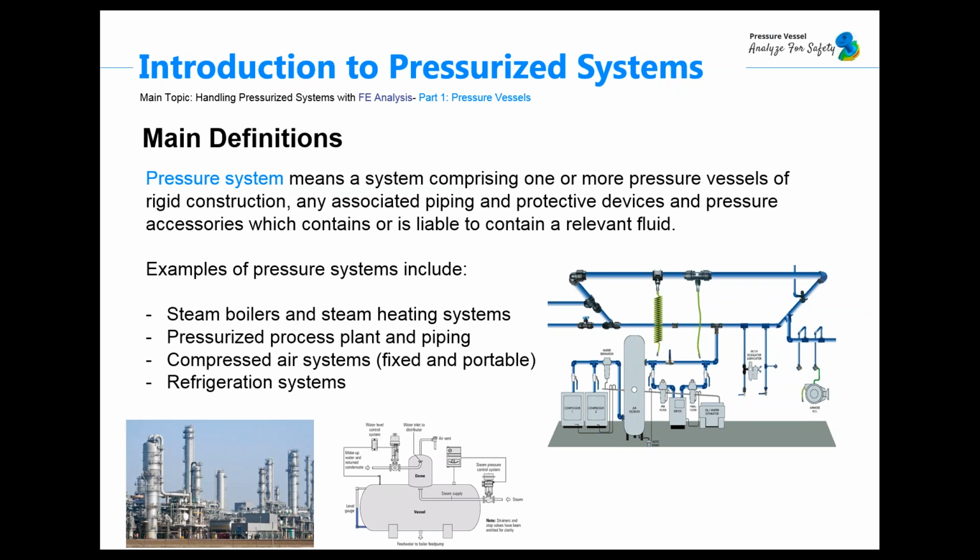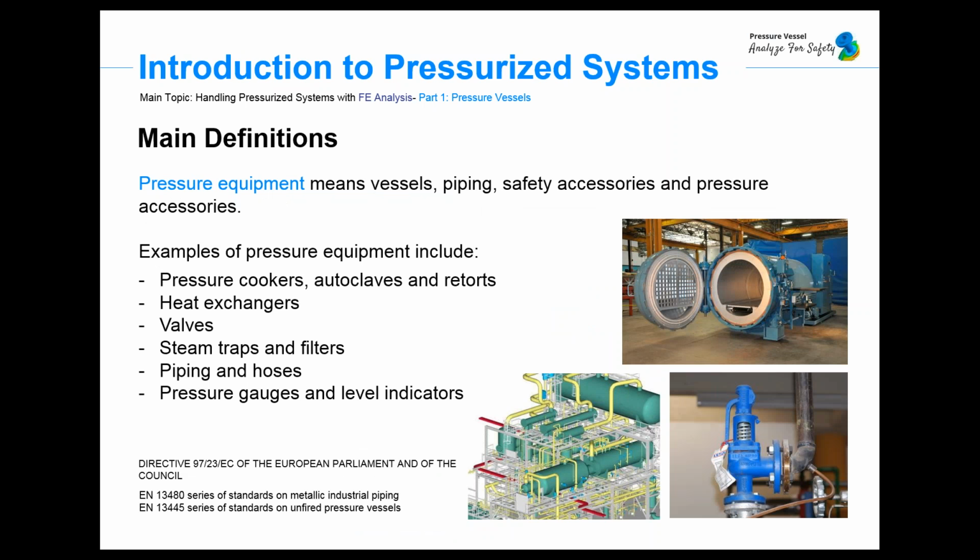And as you see on the slide, other examples are pressurized process plants and piping, refrigeration systems, and others which consist of the just mentioned sets of pressure equipment. Pressure equipment, as you see, is very simple to define, and it's very simple to make some categories from this. Basically it means vessels, piping, safety accessories, and pressure accessories. So for example, piping, hoses, pressure gauges, pressure indicators, some kind of valves, and of course pressure vessels are the components of complex pressurized systems.